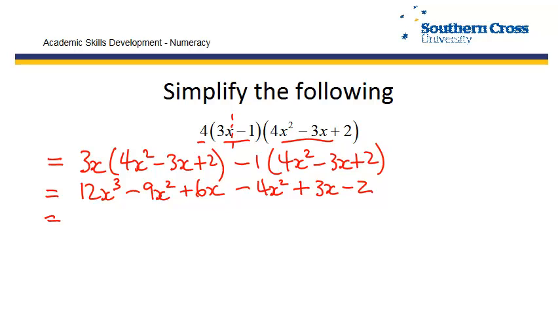Then we'll collect our like terms. There is only one x cubed term, and we have minus 9x squared minus 4x squared, which is minus 13x squared, plus 6x plus 3x is plus 9x. Take away 2. Now we need to remember about our 4, because after all, basically all of this has to be times by 4. We can show that by putting in these square brackets if we like.